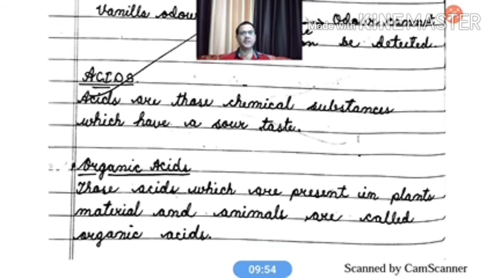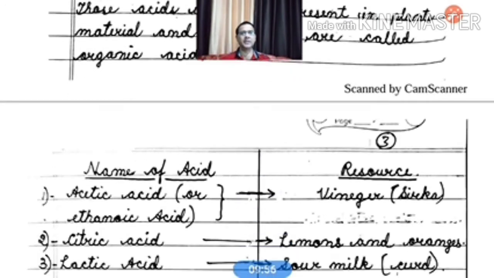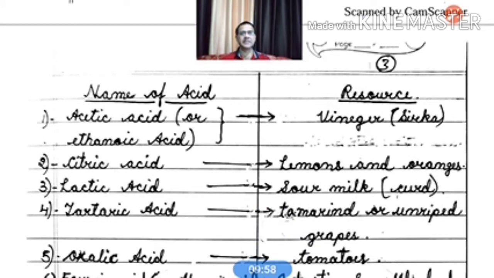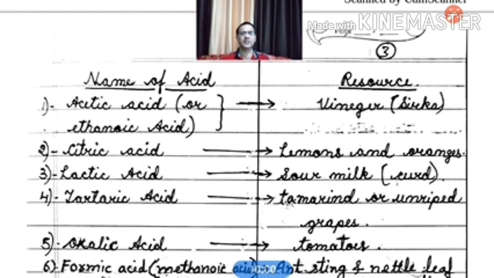Edible means खाने वाले. And mainly the name of the acid first is acetic acid or ethanoic acid. The same name, either we say acetic acid or we say ethanoic acid. The source is vinegar or sirka. Very often this sirka is available in our homes, and this vinegar contains acetic acid, and that is also sour in taste, खट्टा होता है.